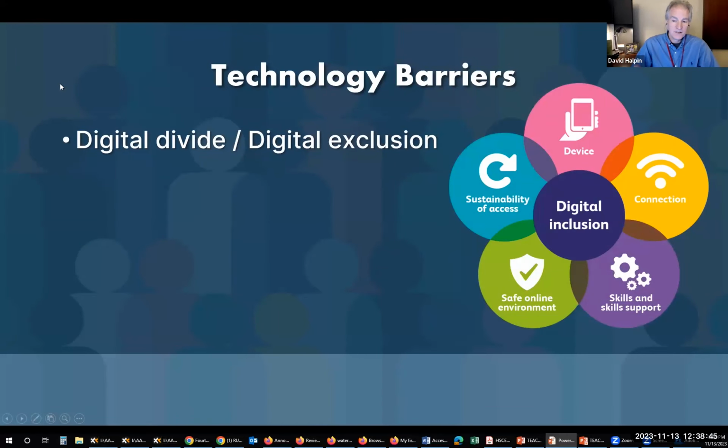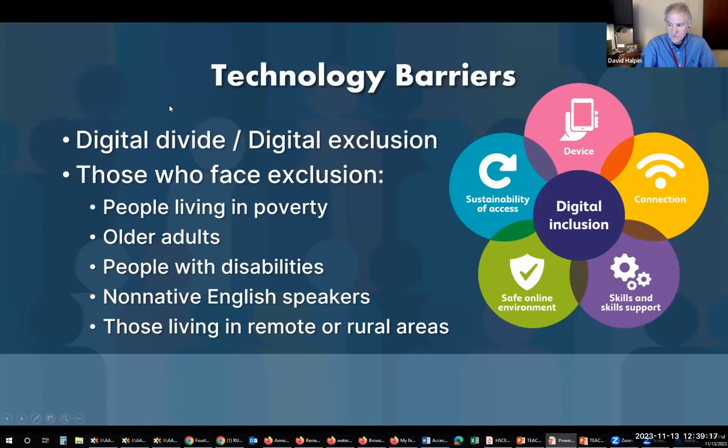The digital divide does exist between those who are able to take advantage of technology and those who are not. And digital exclusion happens when people are not able to access the benefits of technology. And being digitally excluded, whether because it's a lack of internet access, a lack of digital literacy, or other barriers, marginalizes people. And so certain groups of learners are more likely to face barriers to digital inclusion. And that includes people living in poverty, older adults, people with disabilities, non-native English speakers, or those living in remote or rural areas.